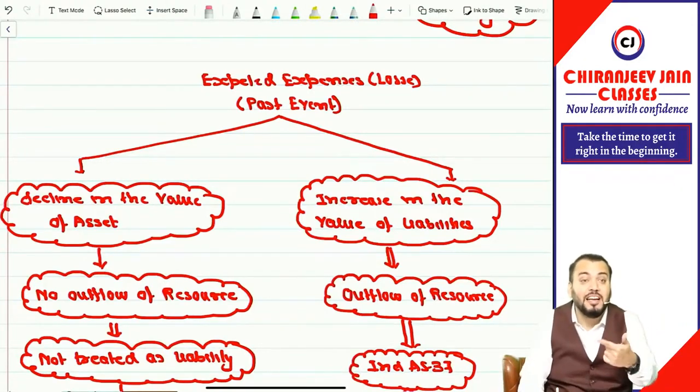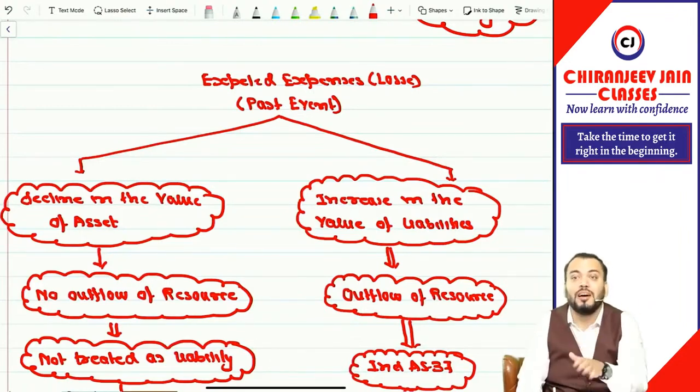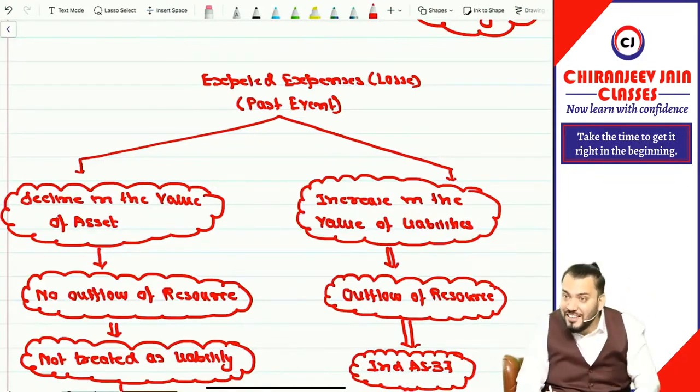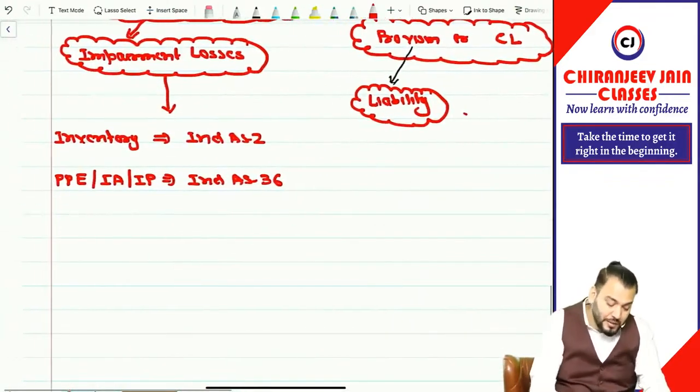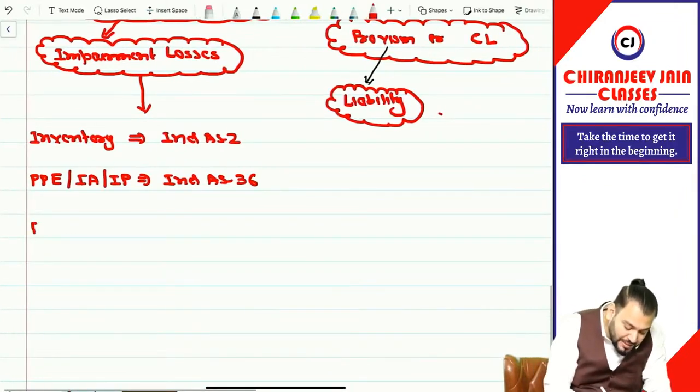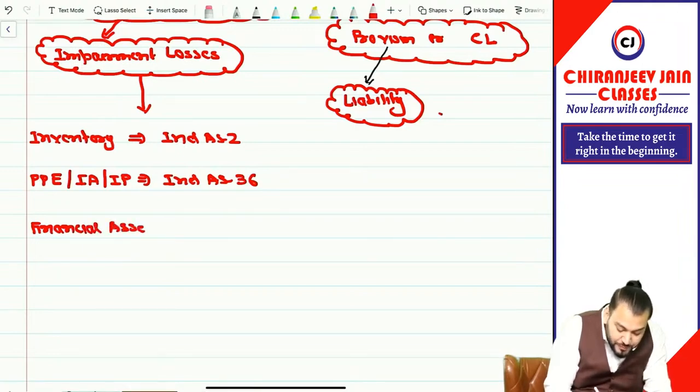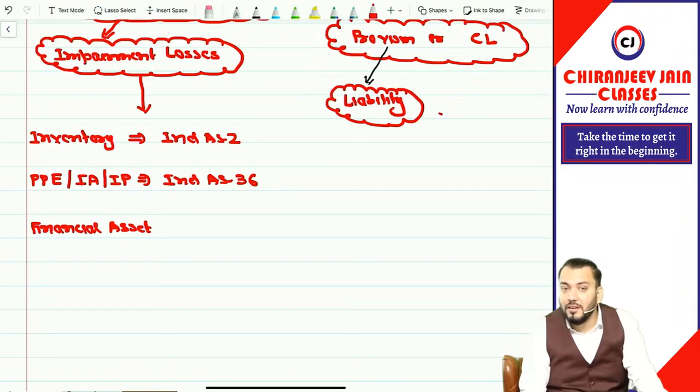Why is it not covered under Ind AS 37? Ind AS 37 says that only outflow of resources will be covered. Provisions are liabilities. Correct? Now coming to one more asset, which is known as financial asset. A new term in your life, financial asset. First time you are listening to this term.